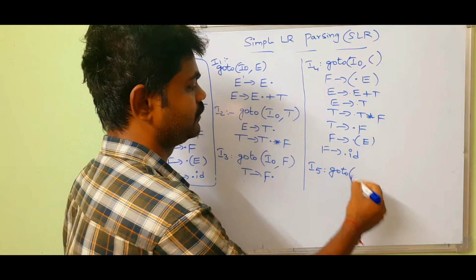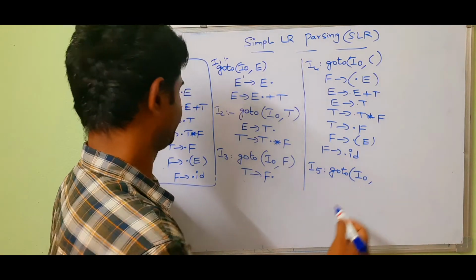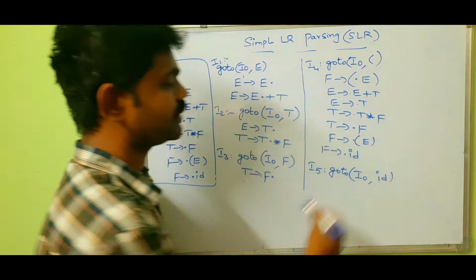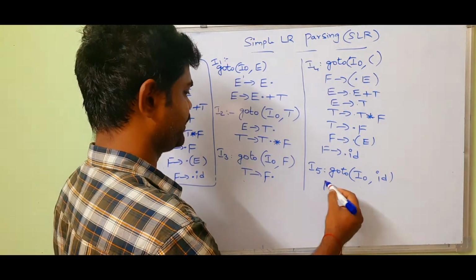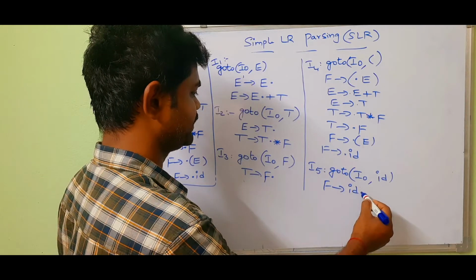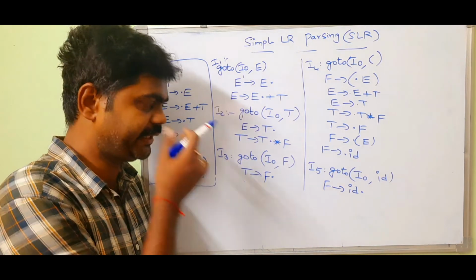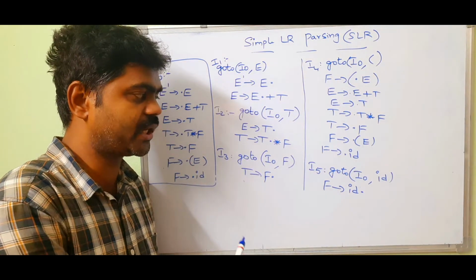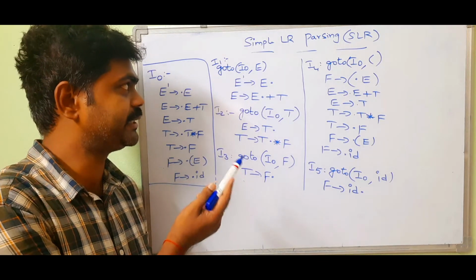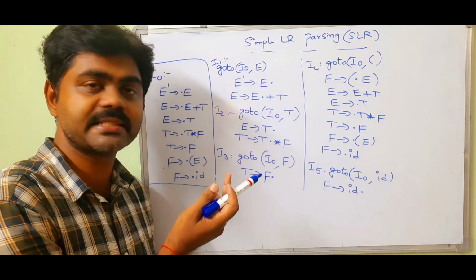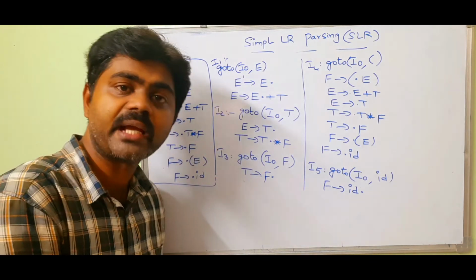Goto of I0 comma ID. So I5 is goto of I0 comma ID. So what we get? F tends to ID dot. Okay. So finally F tends to ID dot. So dot came at the end. So I0 is completed. That means goto of I0 is completed. So what we got here? We got I1, I2, I3, I4 and I5.